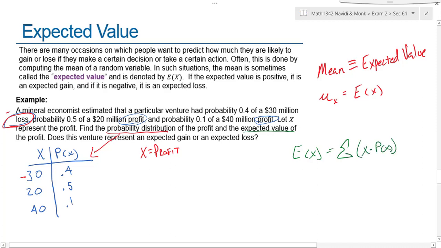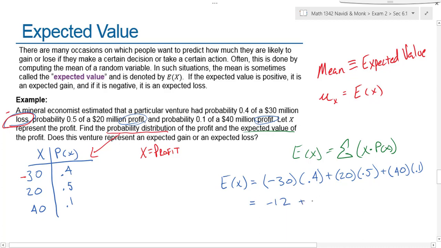So for each of these three random variables, my expected value is going to be what times what? Negative 30 times 0.4 plus 20 times 0.5 plus 40 times 0.1. Alright, so that would be negative 12 plus 10 and then plus 4. So that would be equal to 2. So what I would say here is that I can expect a $2 million profit.